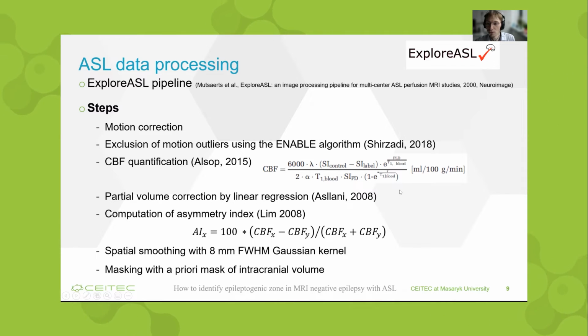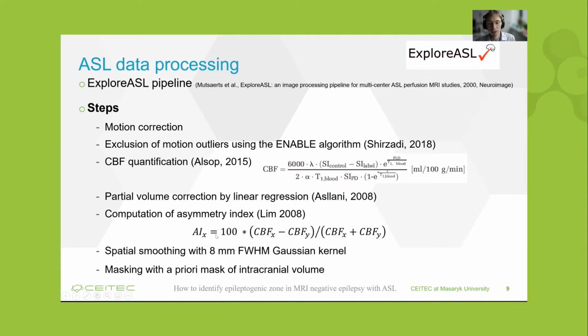Almost everything in the formula is constant besides SI control, which is for the control image, SI label, which is for label images, and SI PD, which is for the ASL background image. Then we performed partial volume correction and computed the asymmetry index.